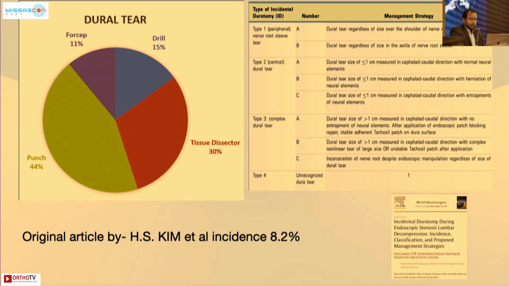So this is an original article by HS Kim. They have divided it into 4 types. Type 1 to type 3A can be managed with the endoscope, like putting a Tachosil or Duragen patch, or, as the previous speaker has said, some Liga clips can be applied. However, type 3B to 4, you have to convert to open surgery.